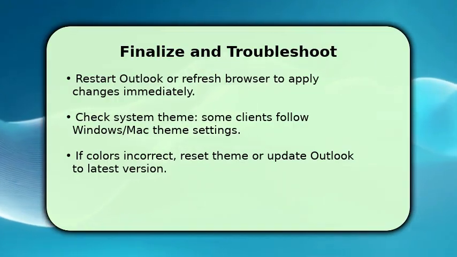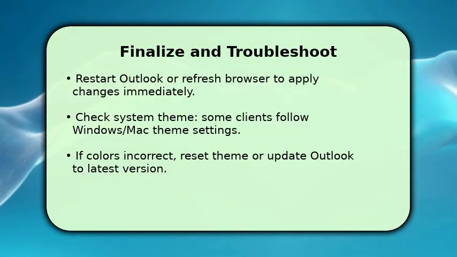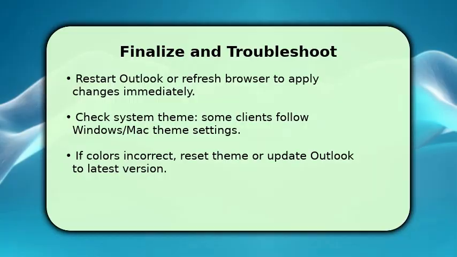If the interface still shows light elements, toggle the theme off and on, or check for an available Outlook update and install it. If problems persist, reset the theme to default and reapply dark mode. This usually clears cache styling.